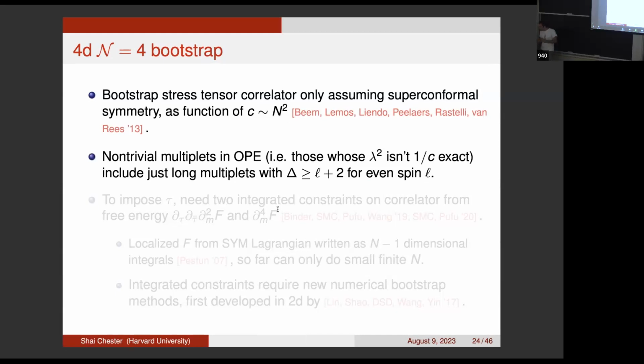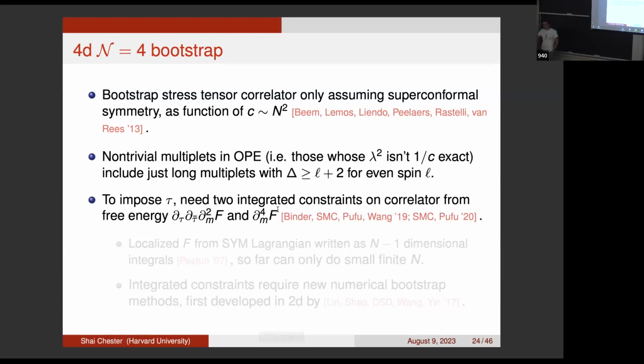So what's the data which shows up in this 4-point function? Basically everything is fixed to be trivial except for one class of operators, which are long multiplets with even spin and scaling dimension bigger or equal to spin plus 2. This is the thing we're trying to compute, these long multiplets.